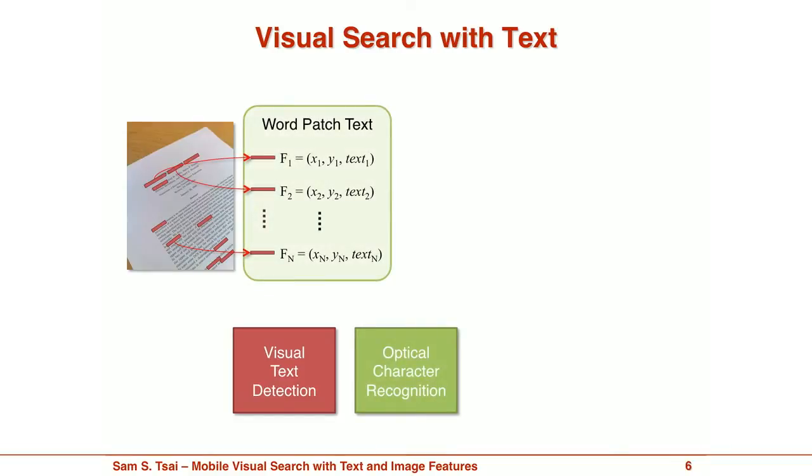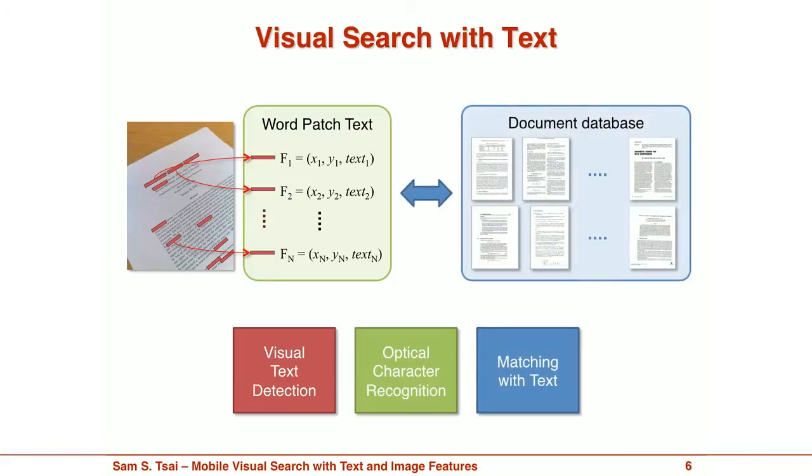This motivated us to look into the approach of using text. In this case, given the query image, we will first detect the text within the image, then from the detected regions, extract the word patch and send the word patch into the OCR for recognition. This would give us the recognized text for each patch. Then, when we want to perform search, we can simply use text-based search to search through the document database.